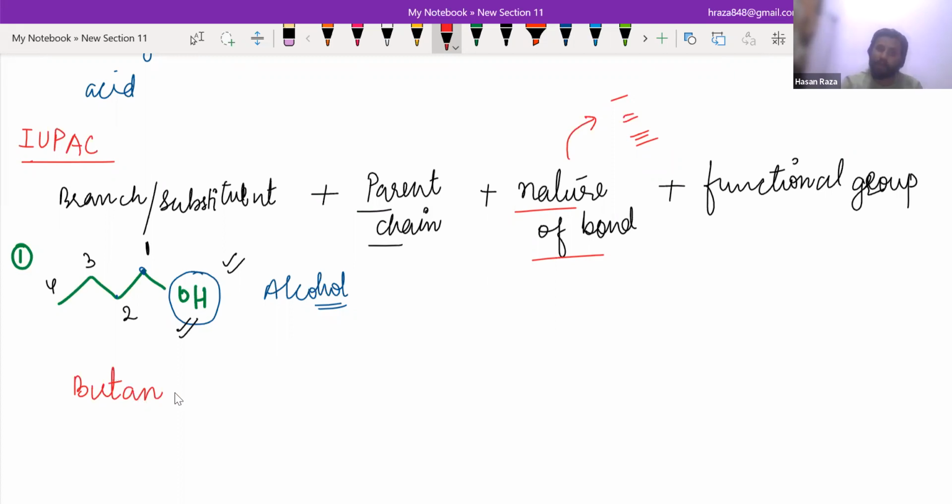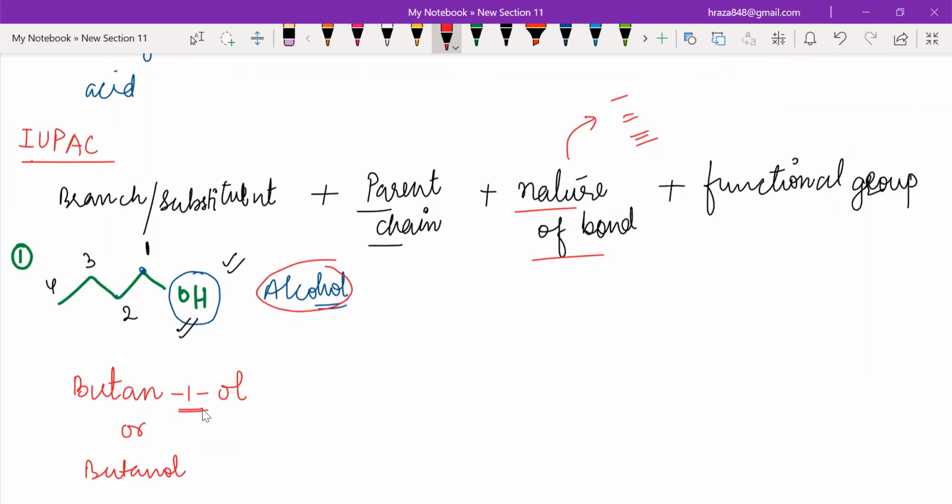Now you are going to write the functional group. Where is the functional group present? At the first carbon. So you are going to write butane-1-ol. For alcohol, we use "ol", or you can directly write butanol when the position is first, because it is understood when you write butanol, that means the alcohol is directly connected to the first carbon. Is that clear? Yes, sir.